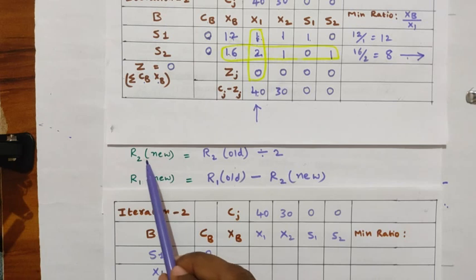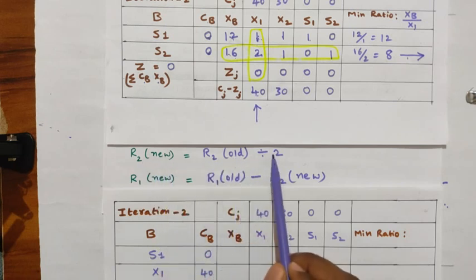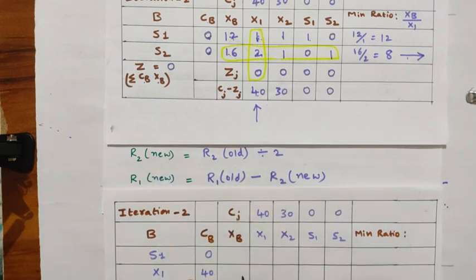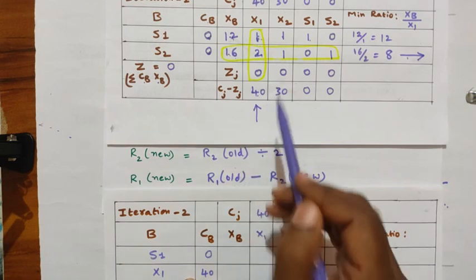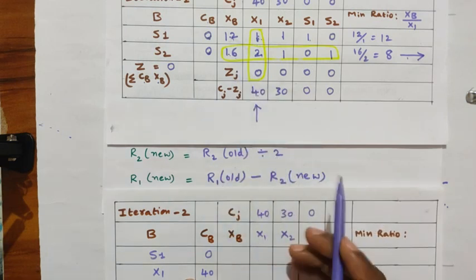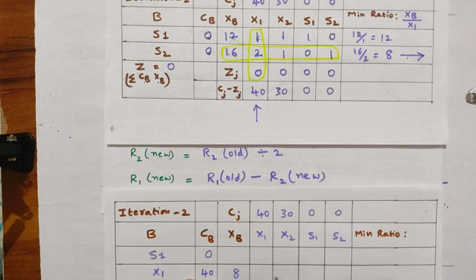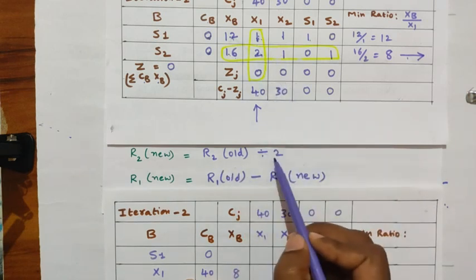Here, in the formula, R2 new is equal to R2 old divided by 2. So first I will write the R2 values. R2 old value is 16. 16 divided by 2 is 8. Similarly 2 divided by 2.